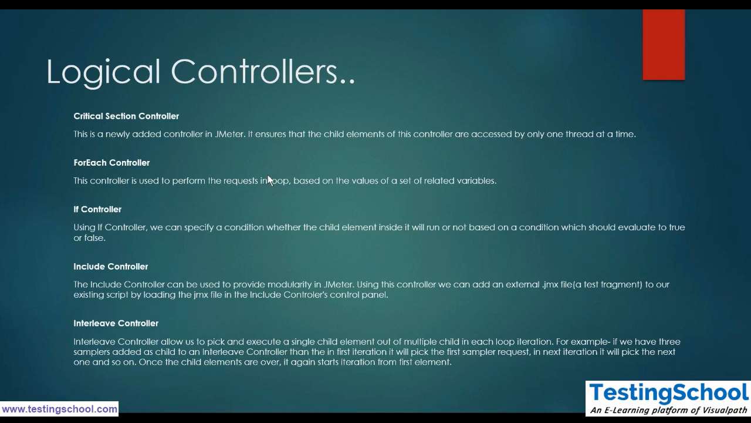And after that, we have interleave controller. Interleave controller is where you want to execute a particular request only once during multiple iterations. For example, if we have 3 samplers added as children in an interleave controller, then in the first iteration it will pick the first sampler, and in the next iteration it will take the second one, and so on.